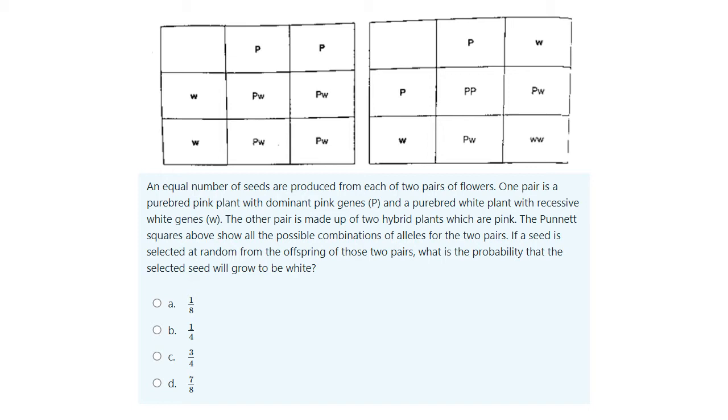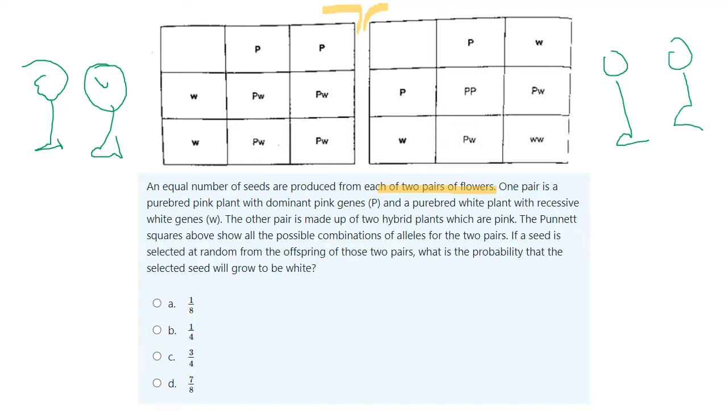Let's read the passage. An equal number of seeds are produced from each of 2 pairs of flowers. That's why we have 2 Punnett squares, because we have 2 pairs of flowers. So we have flower 1 and flower 2 and flower 3 and flower 4. They're very bad pictures of flowers. But we have 2 pairs of flowers. So a pair is 2 and we have 2 pairs. So in total we have 4 flowers.